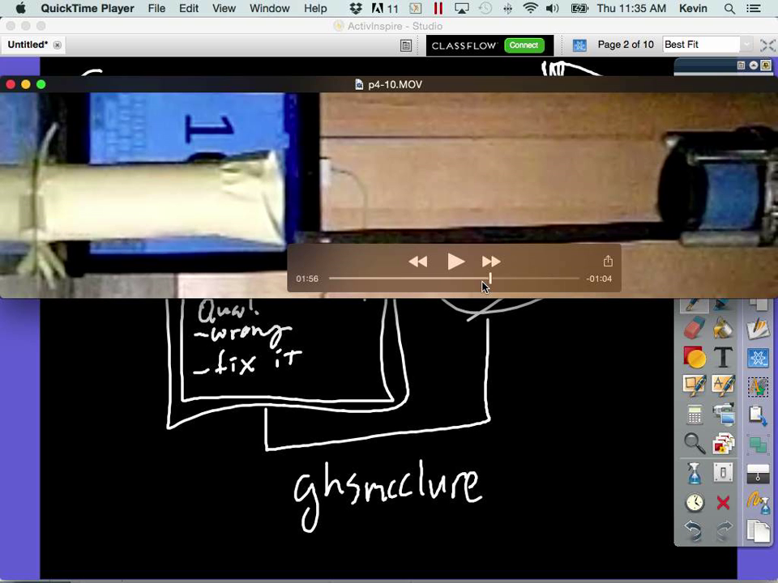Then if I know the time it took to stop, the final velocity is 0. I know the initial velocity because I calculated it already. Now I can find the acceleration, because v is equal to v0 plus at. So a is equal to v minus v0 over t. Okay, a should be the change in velocity over time.